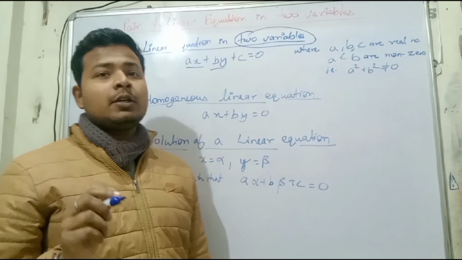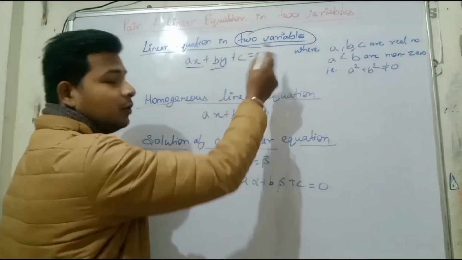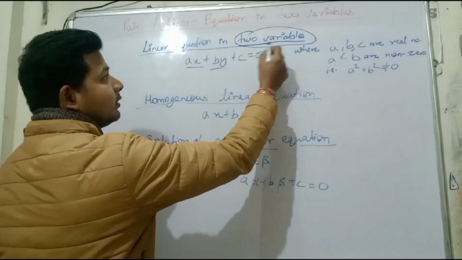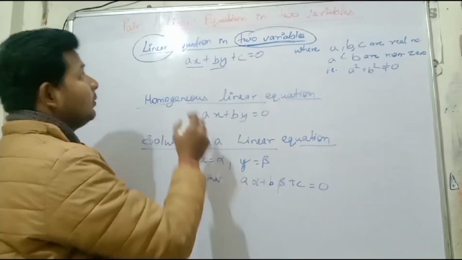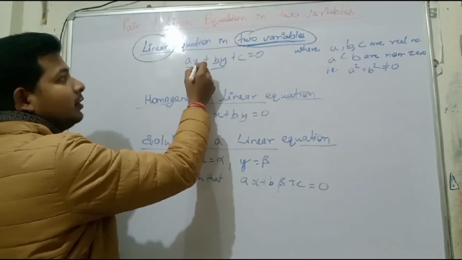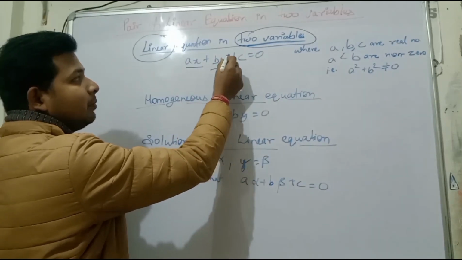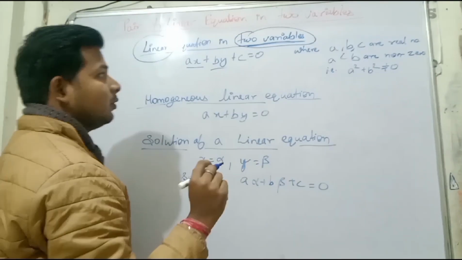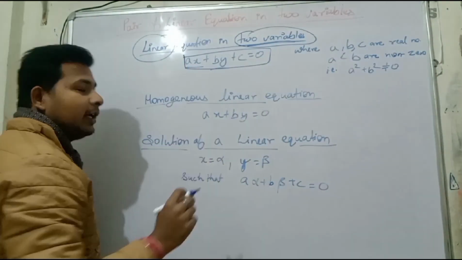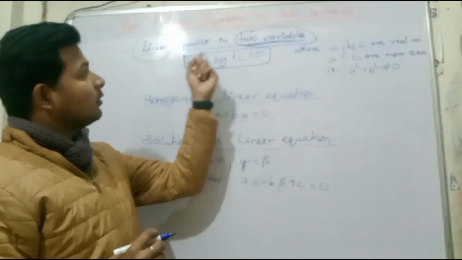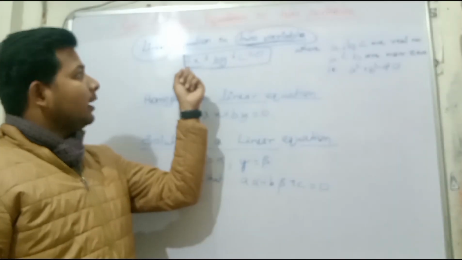Now we have to understand what we mean by linear equation in two variables. Two variables, let me specify it. There will be two variables and the meaning of this word is the power of the variable should be 1. So this is known as the standard form of linear equation in two variables.